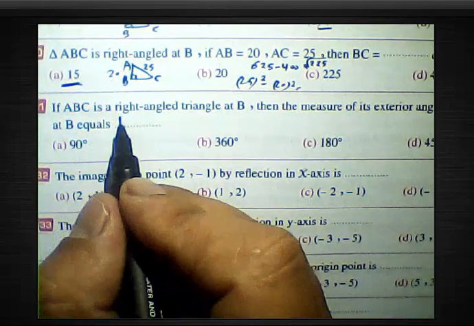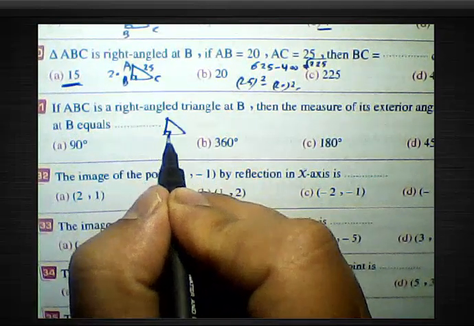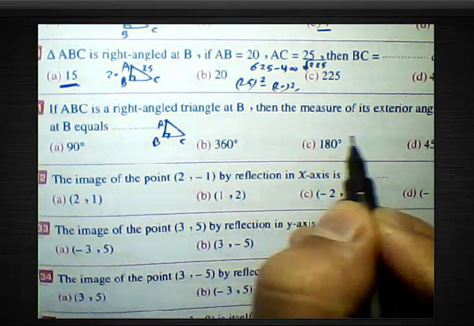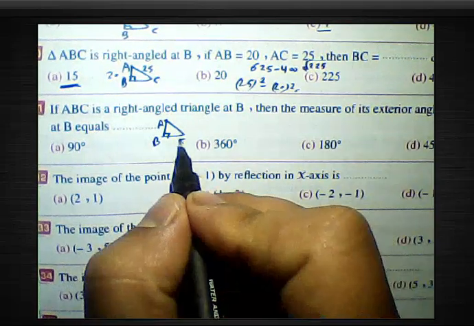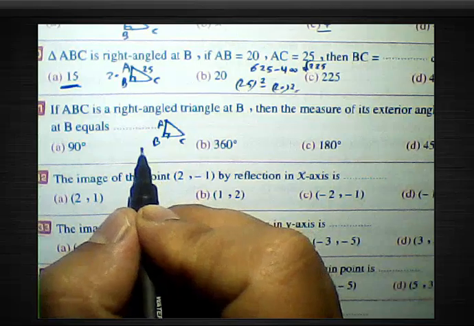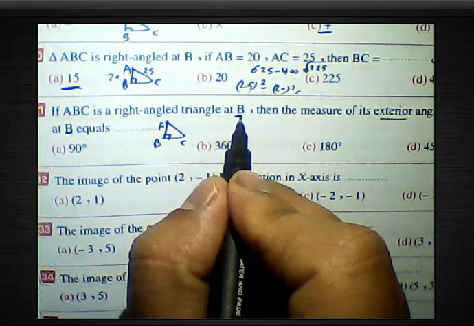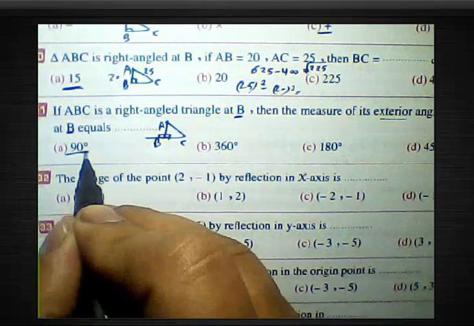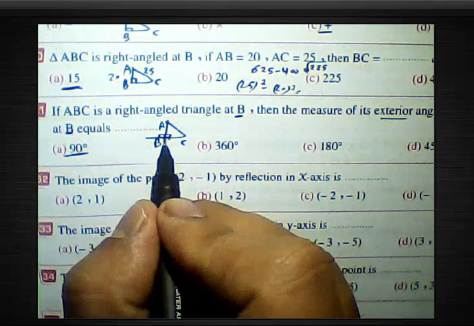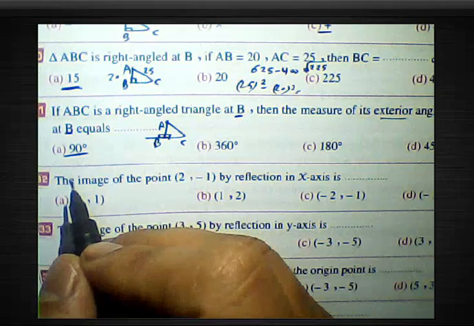If triangle ABC is a right angle triangle at B, the measure of an exterior angle at B equals what? He asked about the exterior angle at B, right? So the exterior angle will be 90 degrees. We have a supplementary angle here, and the sum of them equals 180.